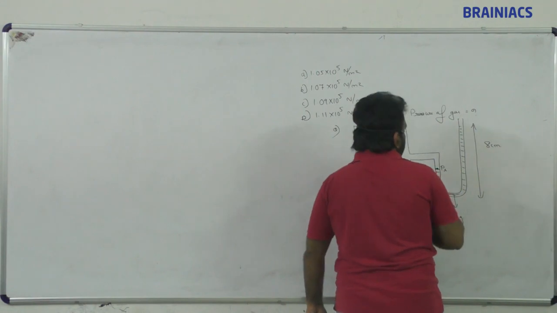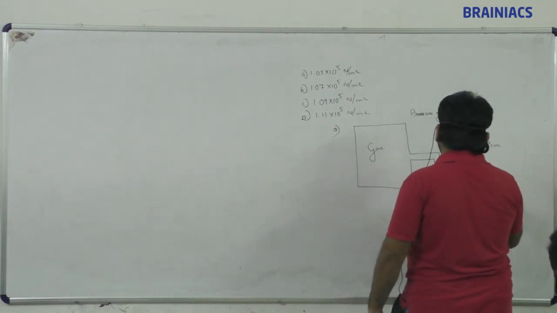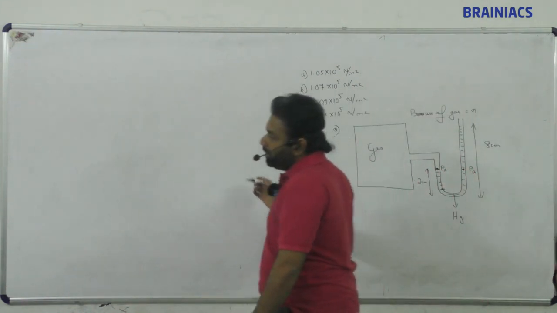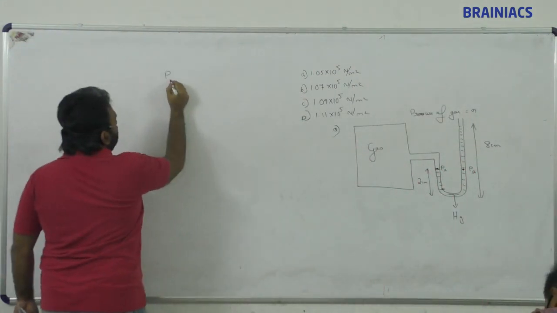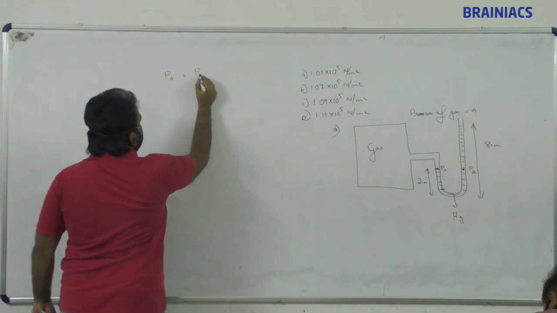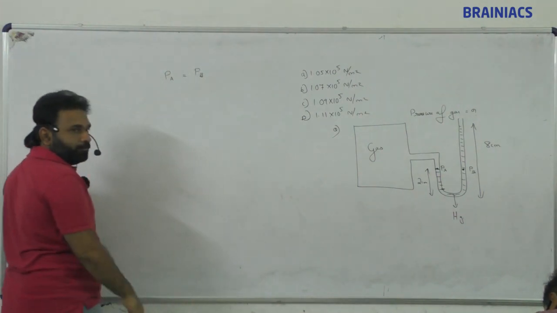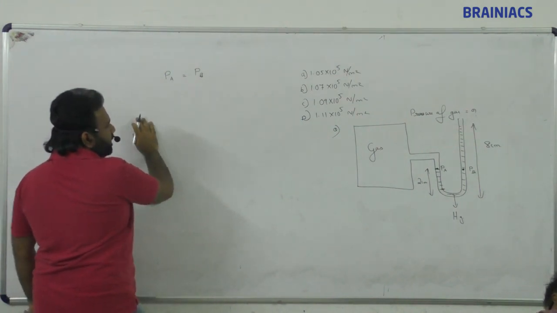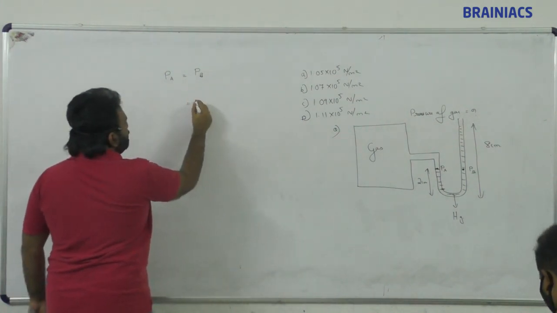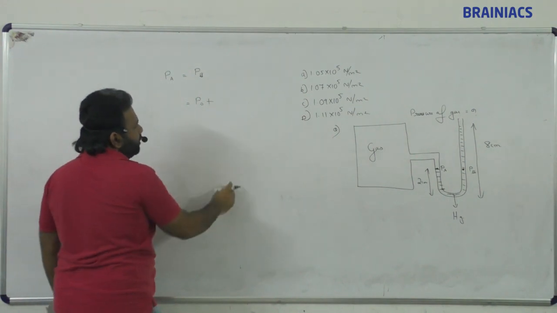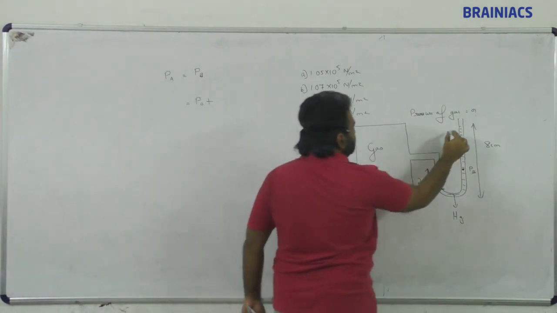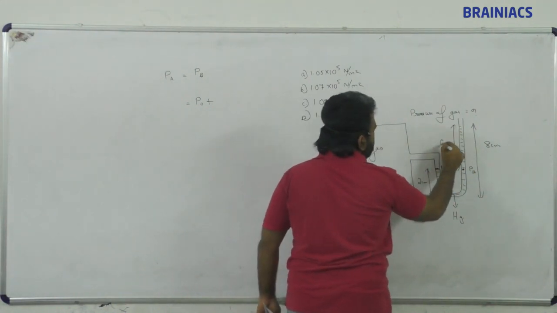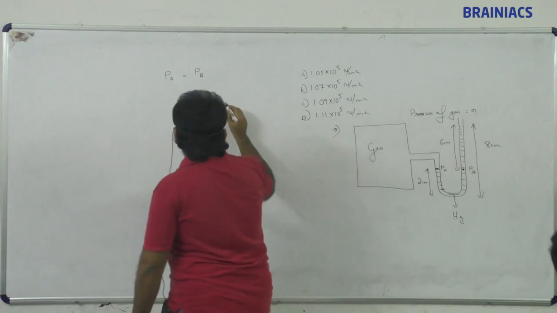Suppose this is point A. This is going to be point B. So pressure at point A will be equal to pressure at point B. Correct? So what is this height at pressure B? This is going to be P naught plus. What is this height? The total height is 8 centimeter. This is given as 6 centimeter. So this is going to be 6 centimeter.